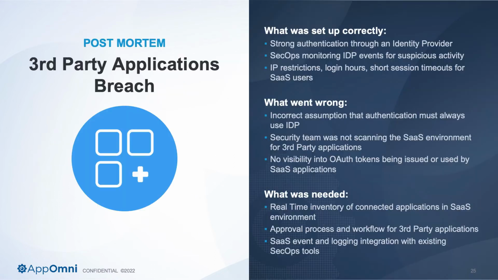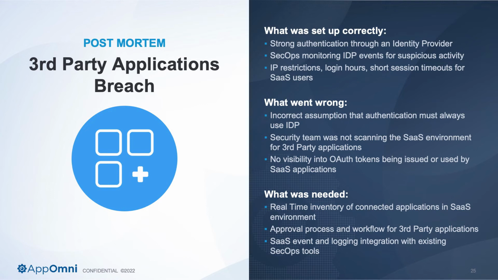And attackers know this. So when we look at third-party application breaches, there's certain things that I see people get correct. They look at their identity provider. I'm seeing more and more zero trust and strong authentication. And I'm seeing SecOps monitoring for things like credential spraying or suspicious activity at the identity provider. But what tends to go wrong is there's an incorrect assumption that apps need to behave like users. They need to log in like users, and that everything must go through your identity provider. That's typically not the case.